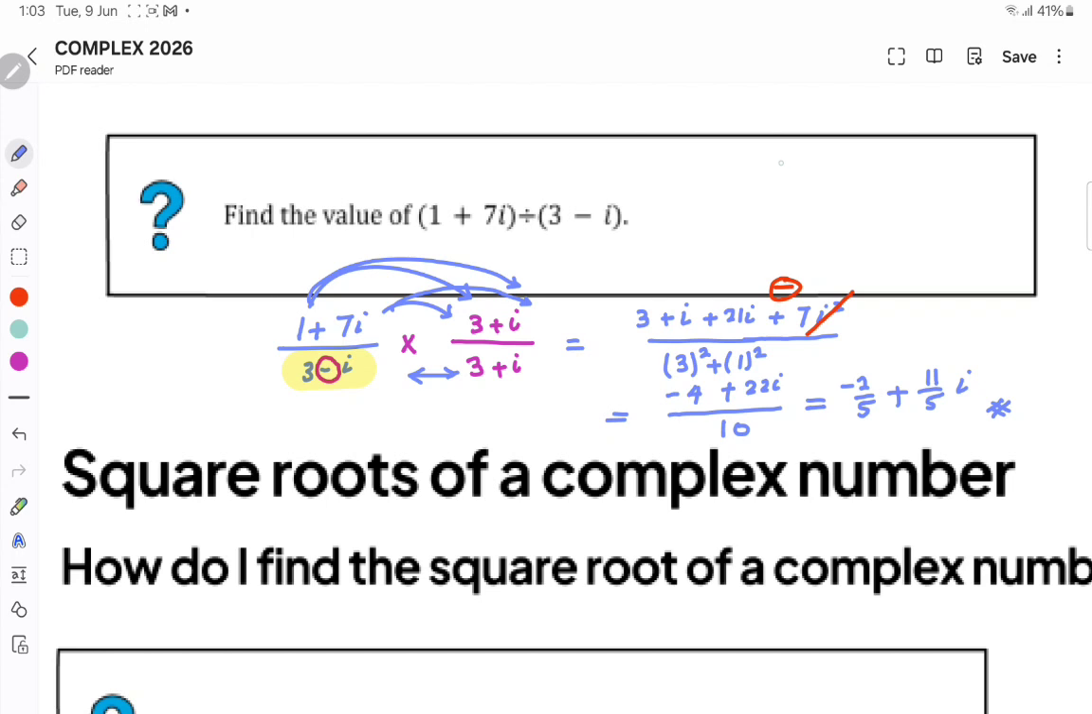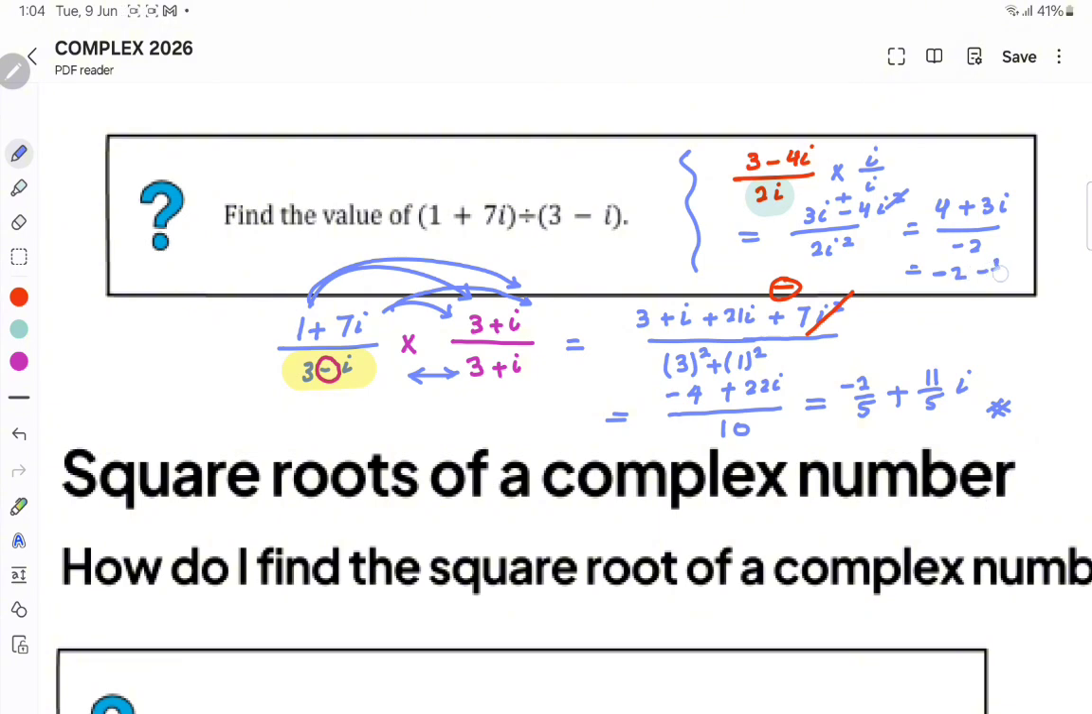For example, if you have 3 minus 4i divided by 2i. Here, it's only an imaginary part in the denominator, so no need to multiply by the conjugate. We just multiply by i over i. Why? Because we multiply by the conjugate to remove i from the denominator. If it's single, we multiply by i over i only. So the denominator will be 2i squared, which is negative 2. On top, 3 times i is 3i, and negative 4i squared: i squared is negative, so it becomes positive 4. Rearranging, positive 4, then the imaginary part 3i. So the result is 4 over negative 2, which is negative 2, plus 3 over negative 2, which is negative 3 over 2 i.